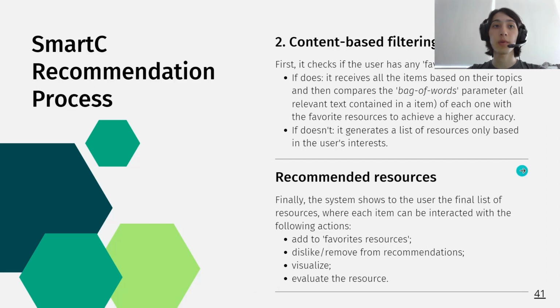With content-based filtering already implemented, the algorithm will first check if the user has any saved resources in their favorites. If there are saved resources, the algorithm will search for related resources based on the user's topics of interest. It will then compare the bag of words parameter of each found resource with the saved resources, increasing the accuracy of the recommendation. If there are no saved resources, the algorithm will recommend a list based solely on the user's topics of interest.